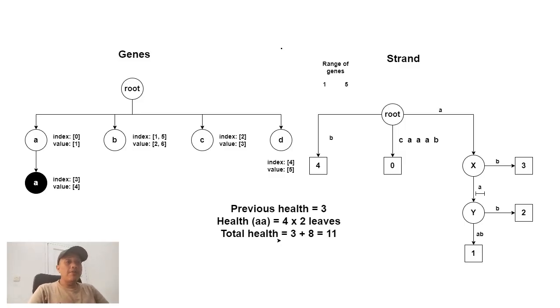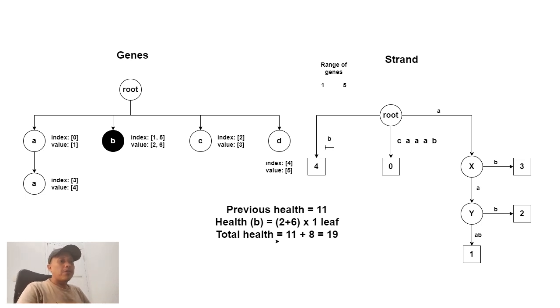Let's continue. After the first A, we move to the next A on the edge. Is AA in the trie? Yes, it is. What's the index? The index is 3, which represents gene AA. Now check if this index falls within the range of the first and last index of the strand, 1 to 5. Yes, it does. What's the value of AA? The value is 4. How many leaves are there in the suffix tree for this edge? There are 2 leaves. So we multiply 4 by 2, giving us 8. We then add this to the previous health value of 3. Now 3 plus 8 equals 11. The current health of the strand is 11.